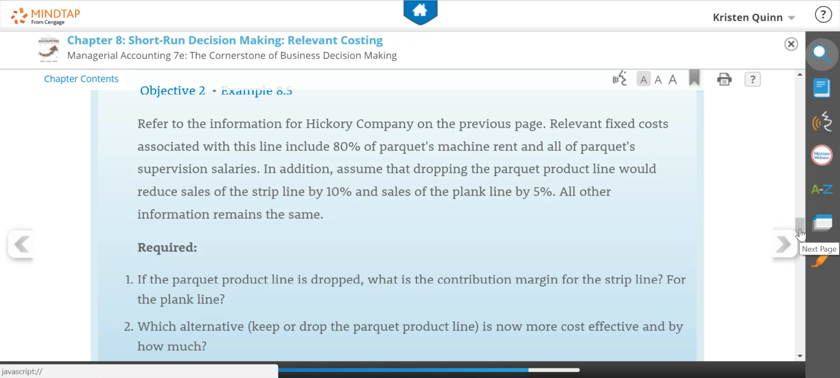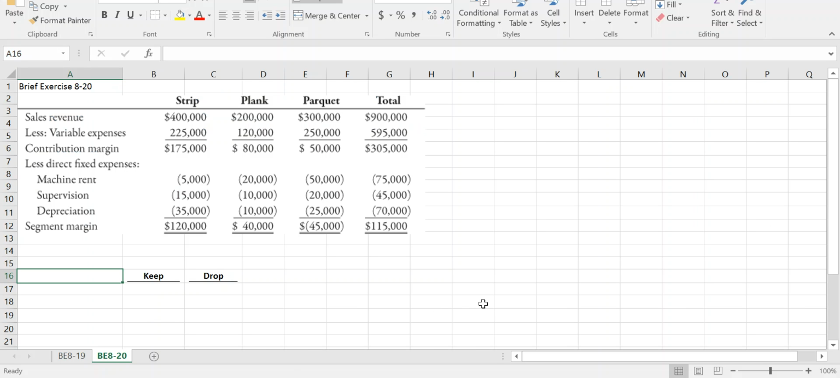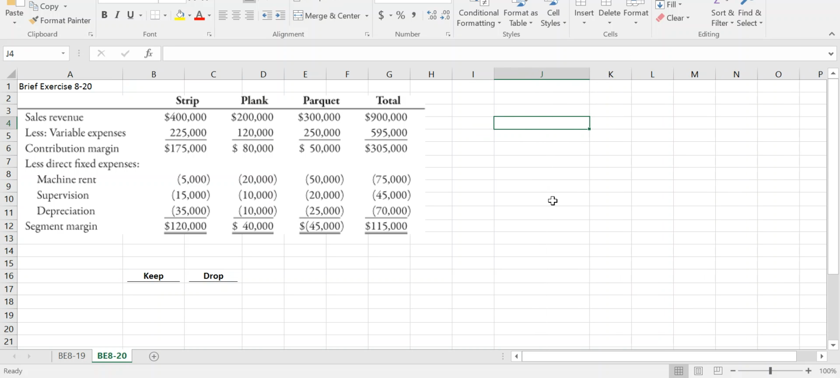And it tells us that all of their other information remains the same. So if they drop the Parquet line, they want us to calculate what our new contribution margin would be for both the strip line and the plank line, and which alternative is now more cost effective and by how much. Again, here's the information for our three segments and our company as a whole. The first thing they want us to do is calculate what is going to happen to the contribution margins for both our strip and plank if we drop that Parquet line.